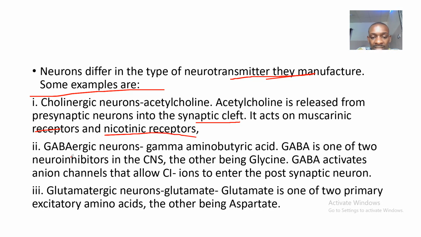How about the GABAergic neurons? That's gamma-aminobutyric acid. GABA is one of the two inhibitors in the CNS, the other being glycine. GABA activates anion channels that allow chloride ions to enter the postsynaptic neurons. How about the glutamatergic neurons? That's glutamate. Glutamate is one of the two primary excitatory amino acids, the other being aspartate.